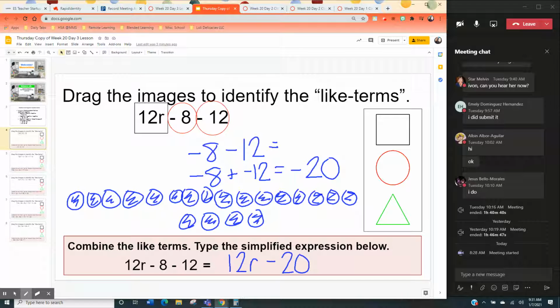What I noticed on yesterday's classwork was that some people were just rewriting this expression. They were rewriting it with the terms that were alike next to each other. That's not what we want to do. You need to simplify it. So let's go ahead and look at another problem.